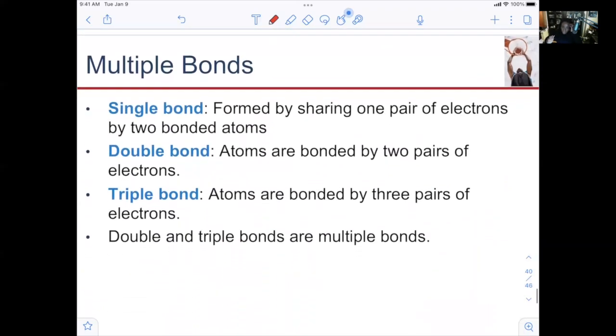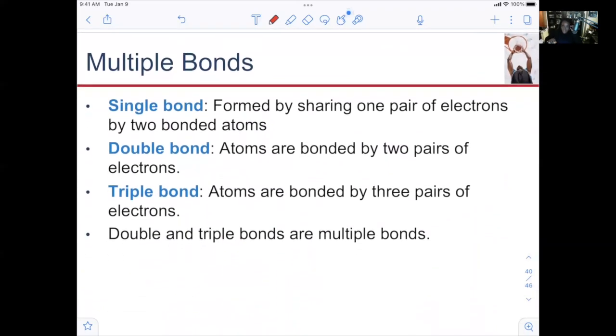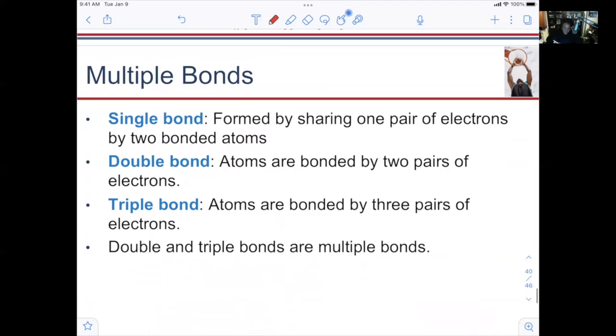Okay, we're close to the end of this chapter. How am I doing with time? Okay, not too bad. Then we have multiple bonds. We have single bonds, double bonds, triple bonds, and we're being told here these are different. Single bonds are formed by sharing of one pair of electrons by two bonded atoms.